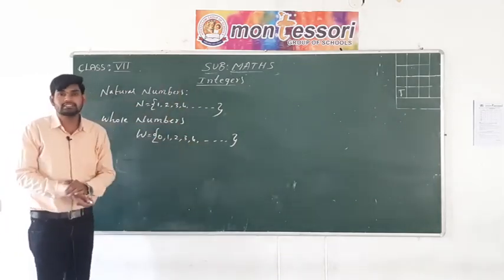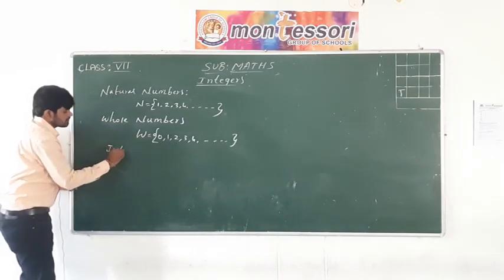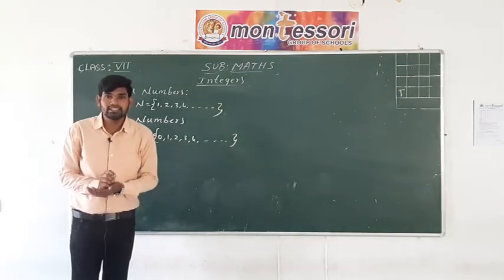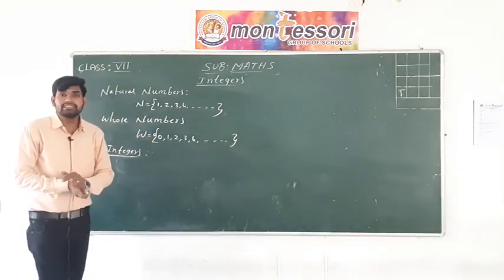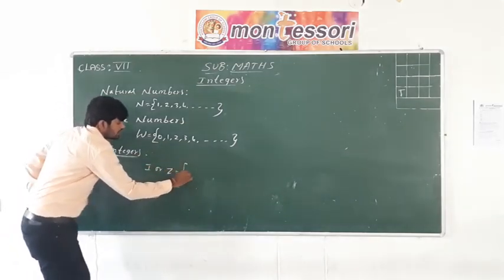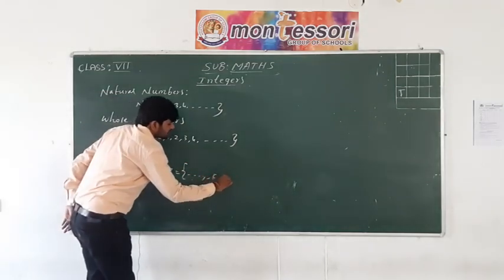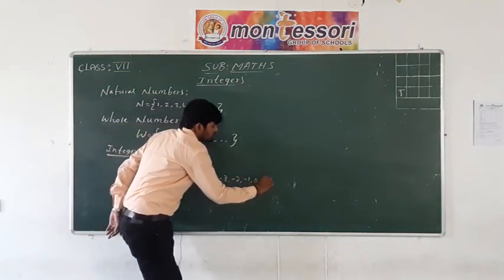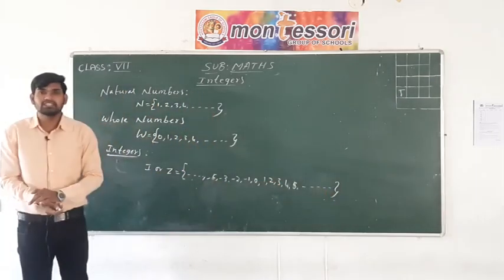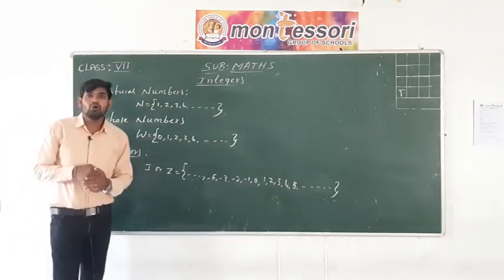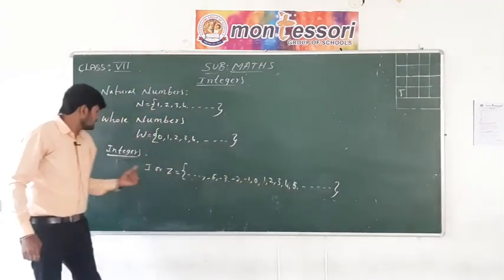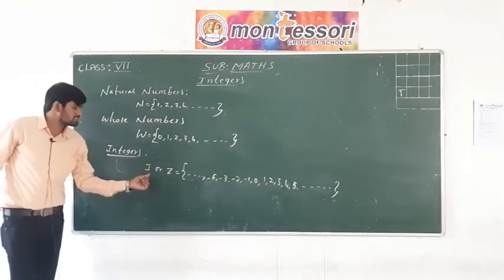Then what about the integers? How can we define the integers? Integers are the collection of whole numbers and the negative numbers together. The integers are denoted with capital I or Z: ..., -5, -3, -2, -1, 0, 1, 2, 3, 4, 5 and so on. This new collection is called the integers.